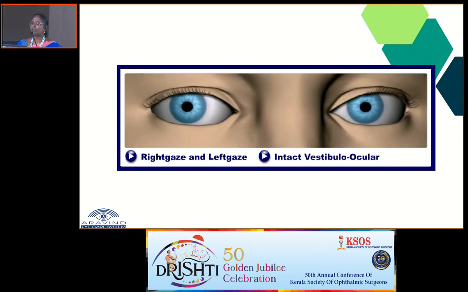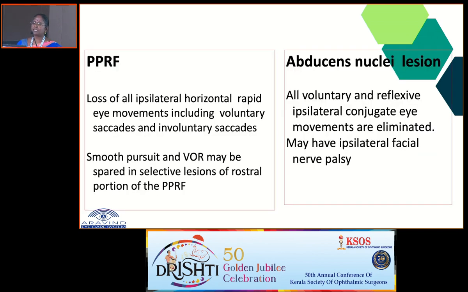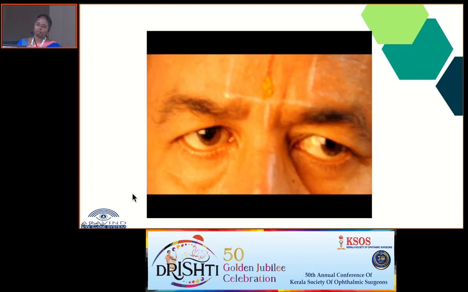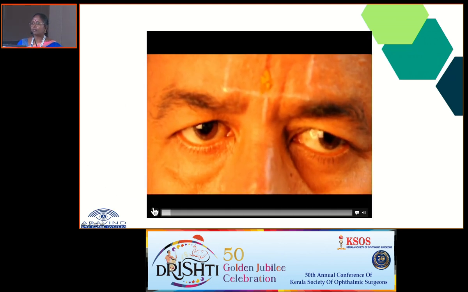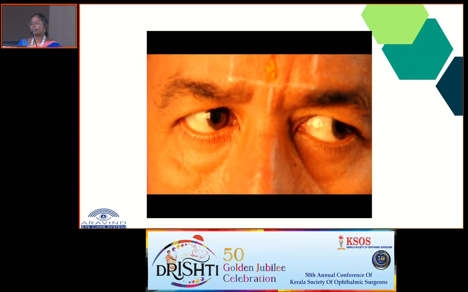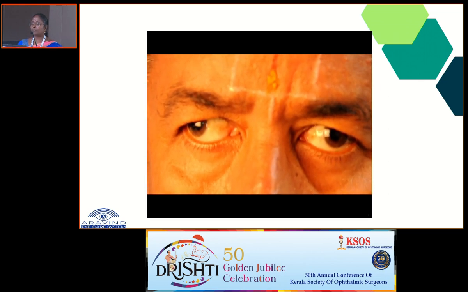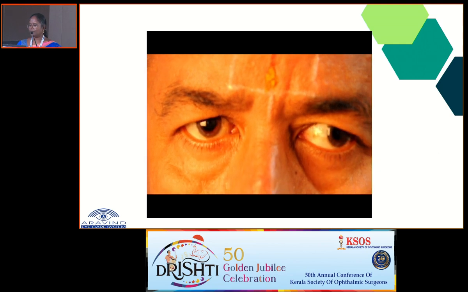But if you see through the vestibular ocular reflex, you are able to perceive to the other side. So the differentiation is you tend to have loss of ipsilateral horizontal eye movements as well as voluntary saccades and involuntary saccades. Smooth pursuit and vestibular ocular reflex are spared here, whereas here you have an associated facial palsy. You can see the abductive nystagmus. This is a case of internuclear ophthalmoplegia.